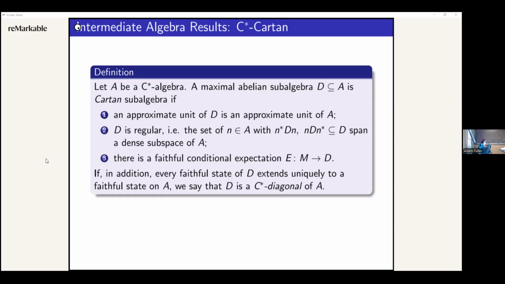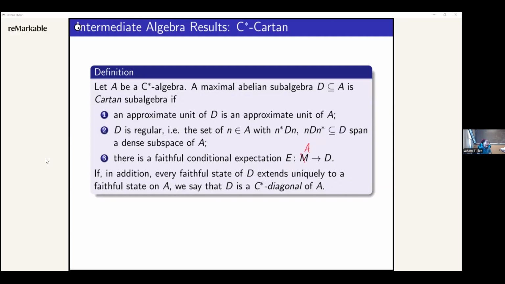The analog of a C-star Cartan inclusion is we have a maximal abelian subalgebra as before. We want D and A to share an approximate unit. They shared an identity before, so if it's unital, they'll share an identity in the von Neumann case. The regularity condition for the von Neumann case was that the normalizing unitaries spanned a dense subset. In the C-star algebra setting, you don't want to rely on unitaries because there are usually not as many. So here we just have normalizing elements without a restriction to unitaries. We want these to span a dense subset, and we have a faithful conditional expectation. We don't need the normality condition because we're no longer in the von Neumann setting, but we still need a faithful conditional expectation.